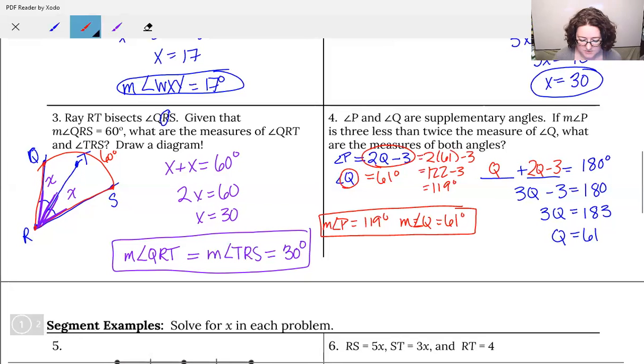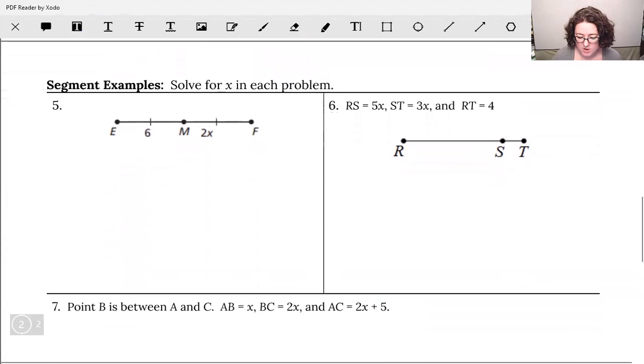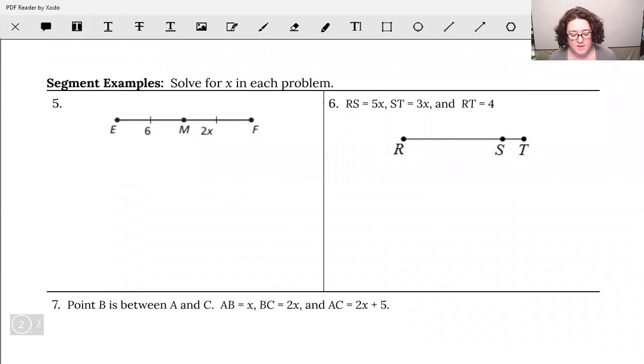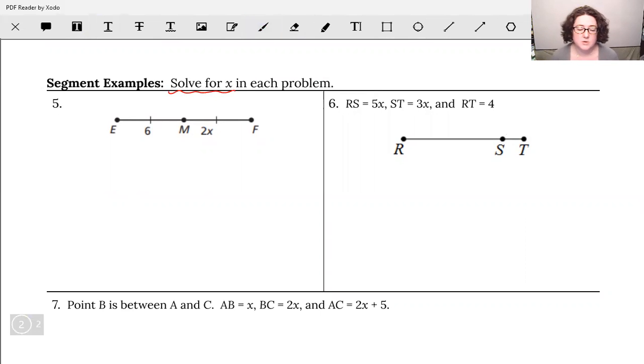Okay, segment problems. So again, same idea is going on this. If you have multiple pieces, part plus part equals whole. So our first example, actually all of these examples, the overall directions, we're just going to solve for x. So every single one of these, we're just solving for x right now.